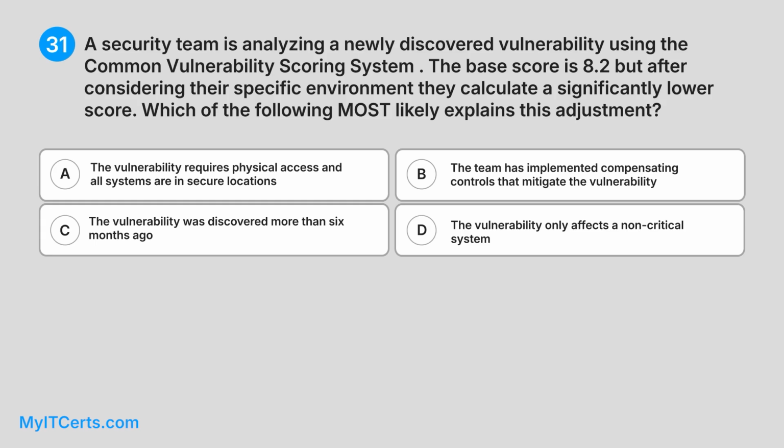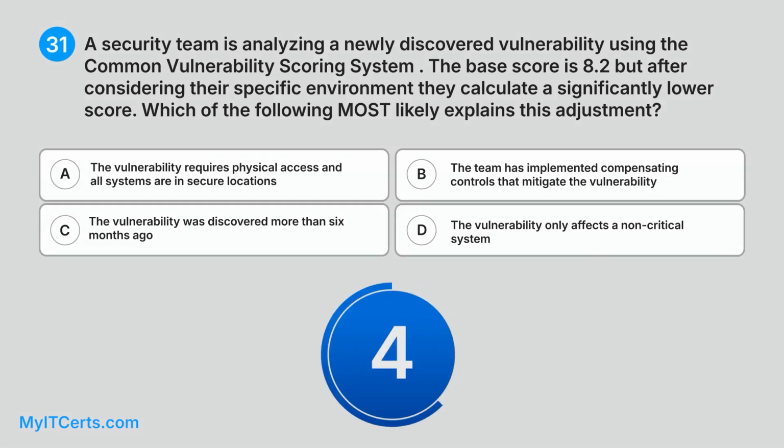A. The vulnerability requires physical access, and all systems are in secure locations. B. The team has implemented compensating controls that mitigate the vulnerability. C. The vulnerability was discovered more than 6 months ago. D. The vulnerability only affects a non-critical system. Can you guess the answer?